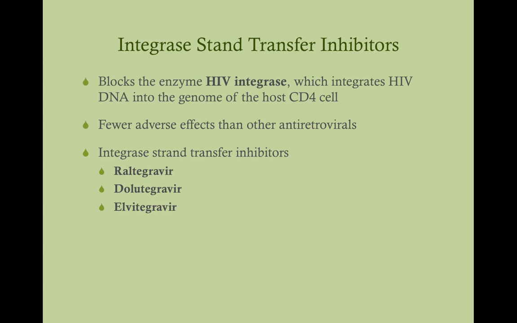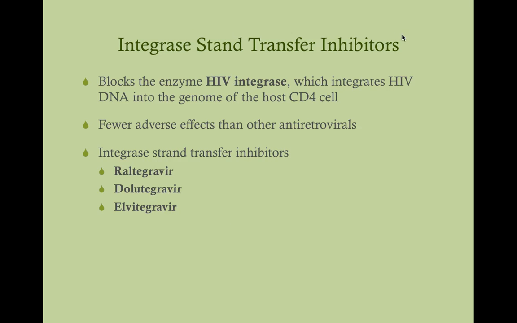Okay, these integrase strand transfer inhibitors, these are relatively new. They came out in this decade. They block the enzyme HIV integrase, which is that enzyme that takes the HIV DNA that the reverse transcriptase just made, and cuts it, and puts it into the CD4 cell genome. If you can't do that, you can't integrate the HIV genome into the host cell genome, and you can't make more HIV virions. So this is a great place to target. It's very specific to HIV, and so it causes fewer adverse effects than the other antiretrovirals. So these include raltegravir, dolutegravir, elvitegravir.